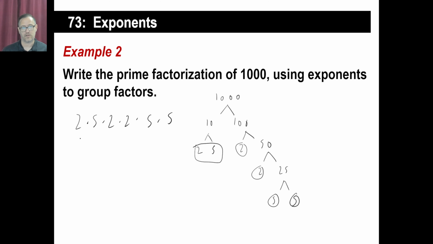Rather than writing this long mess, we'll take all the 2's, there's 3 of them, and go 2 times 2 times 2, that'll be 2 cubed, or 2 to the third power. And we have 3 5's as well, so we'll just put multiplied by 5 to the third power. There you go. That's all there is to it. That's how you're going to do exponents to group factors.